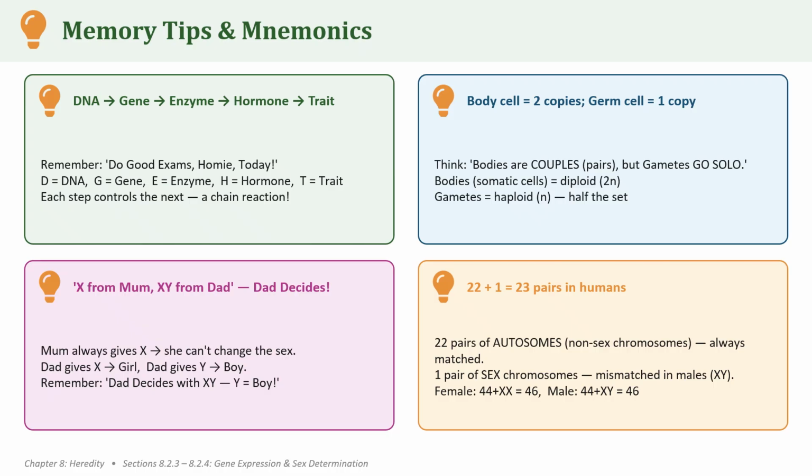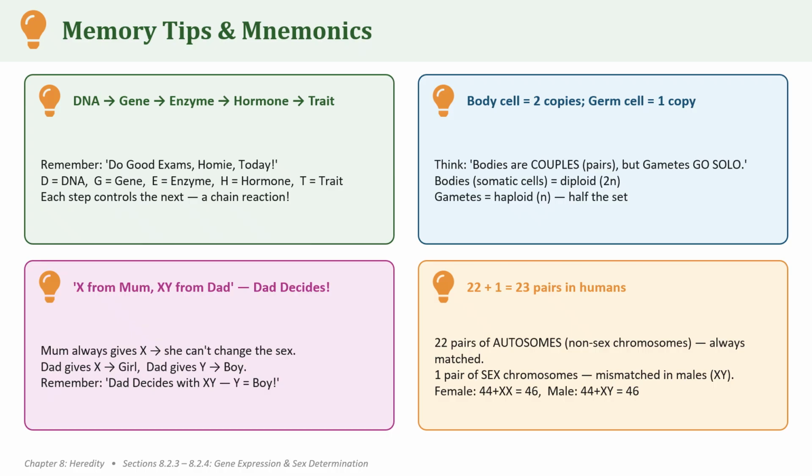So what happens? Body cells have two copies, germ cells one copy. So just think, bodies are couples, they are pairs, but gametes go solo. Bodies are nothing but the somatic cells, so diploid 2n, and gametes are haploid, with half the set.